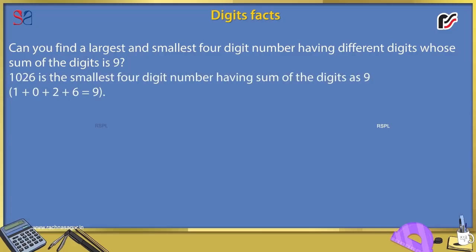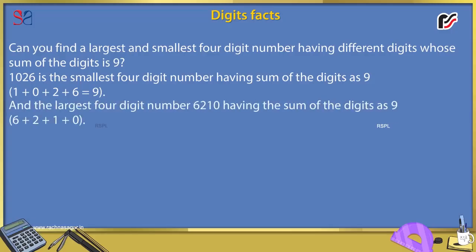1026 is the smallest 4-digit number having the sum of the digits as 9. 1 plus 0 plus 2 plus 6 is equal to 9. And the largest 4-digit number is 6210 having the sum of the digits as 9. 6 plus 2 plus 1 plus 0.